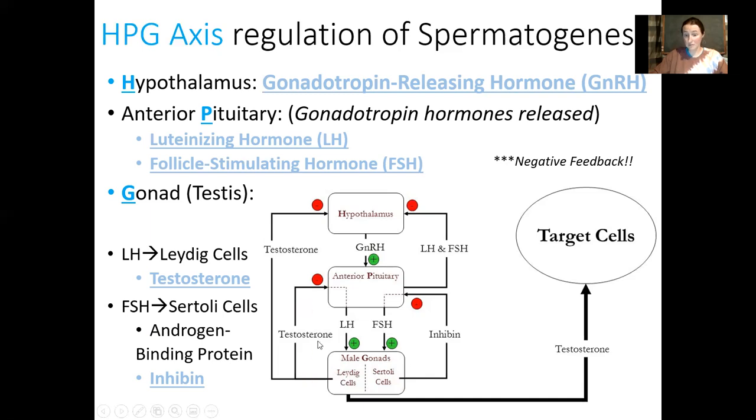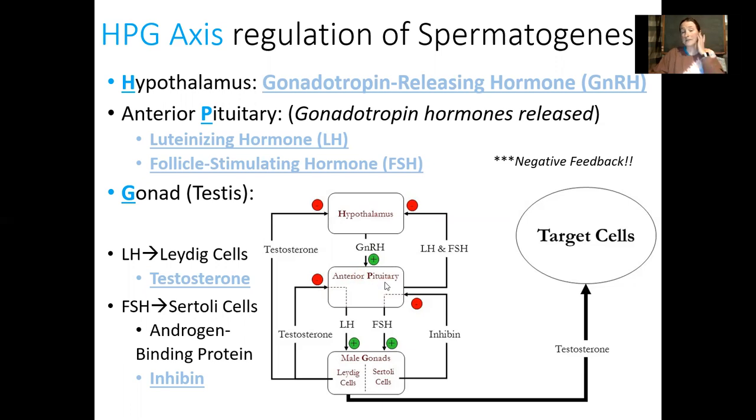release testosterone. Right? Testosterone, of course, has its own impact on target cells throughout the body, leading to the development of secondary sex characteristics, leading to the development of different types of behavioral traits, etc. Okay? And the more testosterone that is produced, and certainly the more inhibin that is produced, the more of a negative feedback, negative impact is going to be exerted on the two organs farther upstream.